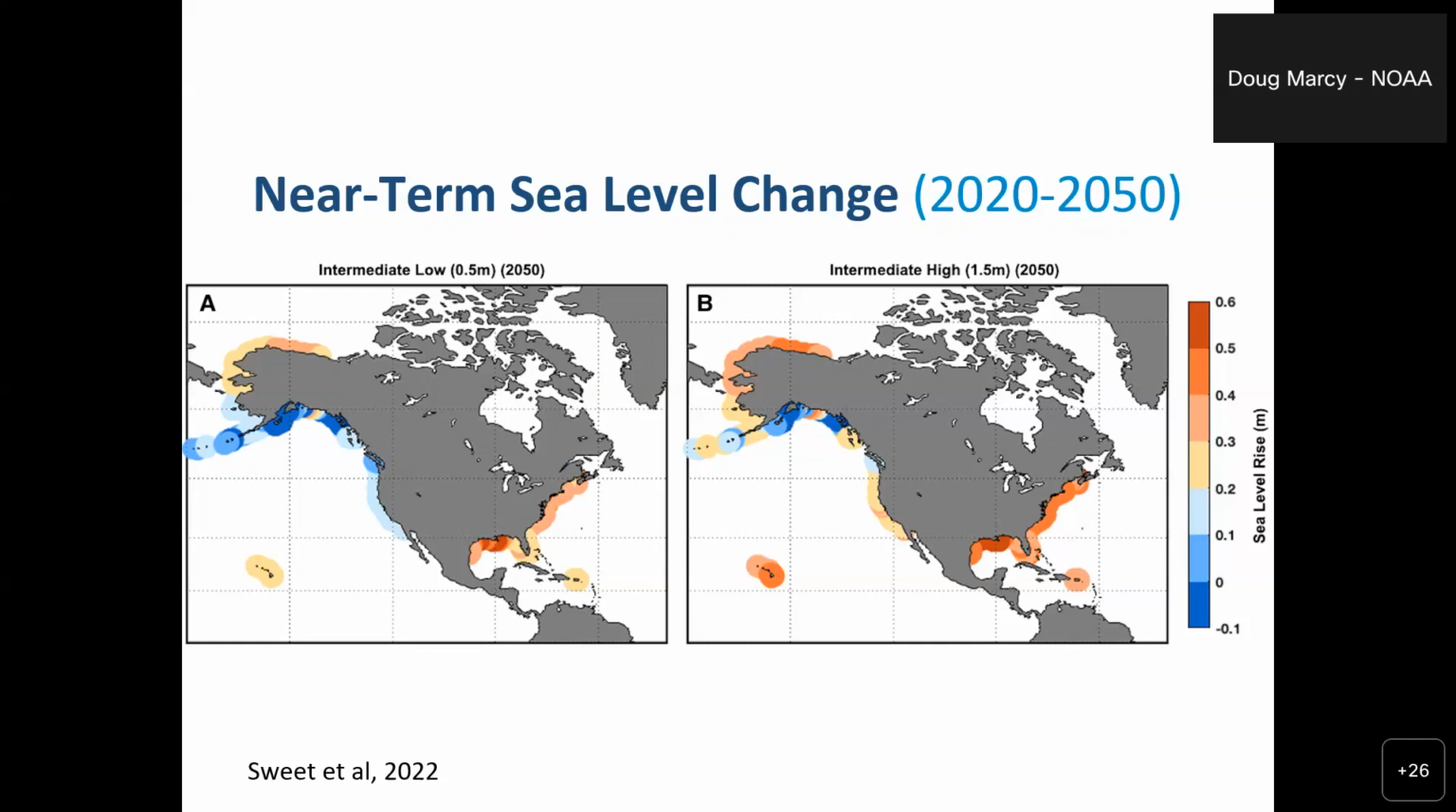Other places like Louisiana and some parts of the East Coast, including along the southeast, are undergoing subsidence, and that's not helping us because the land's falling as well as sea level rising, and that increases the rate. Next.